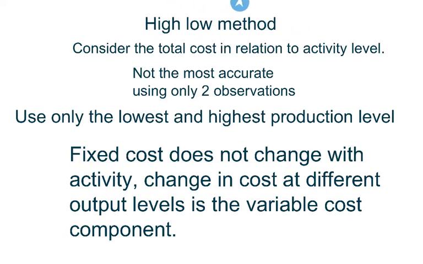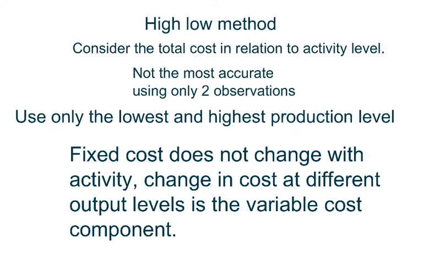Now the high-low method only considers the total cost in relation to activity level. It's not the most accurate. And why is it not the most accurate? Because we only use 2 observations, while in the other methods we use more observations. We only use 2, and which 2 are we going to use? We will use the lowest and the highest. Now we are talking about production level, so it's the lowest production level and the highest production level.